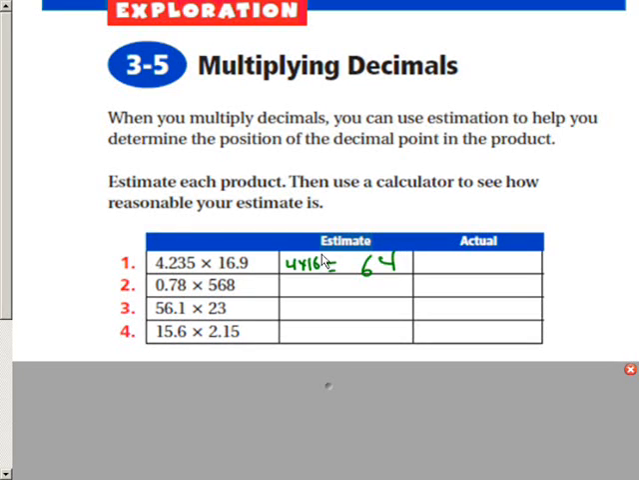So now what I'm going to do, let's try this. I'm going to multiply this by this, but leave out the decimals. So on my calculator right now, I'm doing 4235 times 169. For right now, I'm leaving out the decimals. Here's what I got.